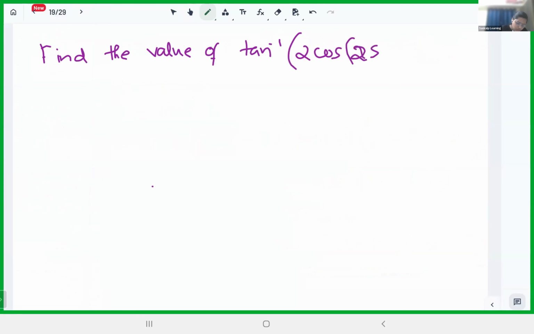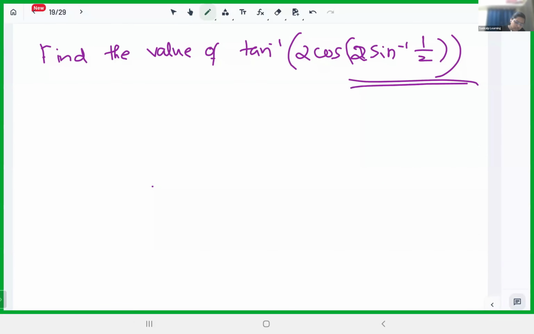Find the values of tan inverse of 2 cos 2 sine inverse 1 by 2. We have to find out the value of tan inverse of 2 cos 2 sine inverse 1 by 2. So we should start from within the bracket.